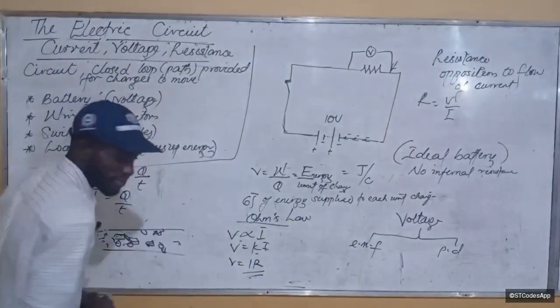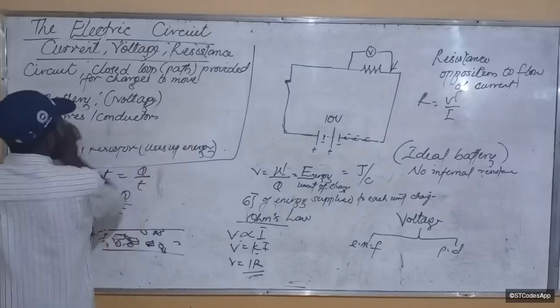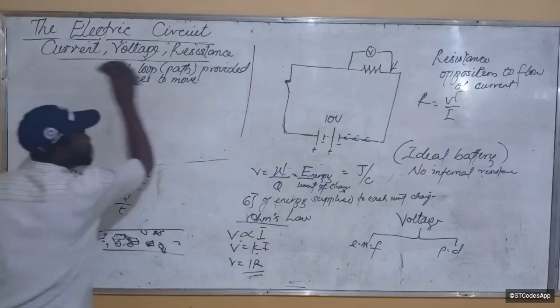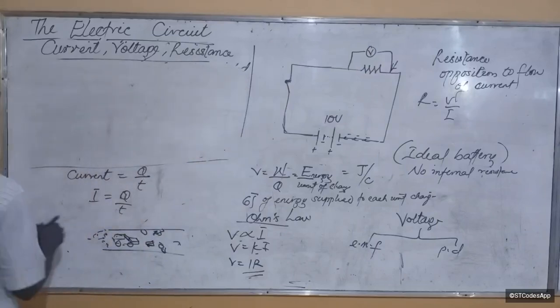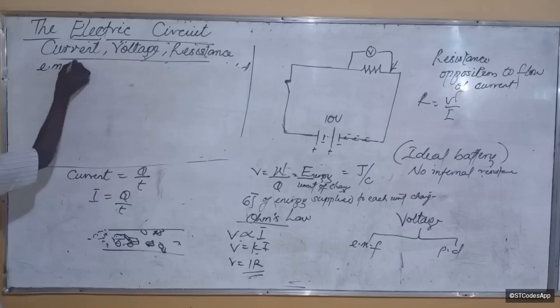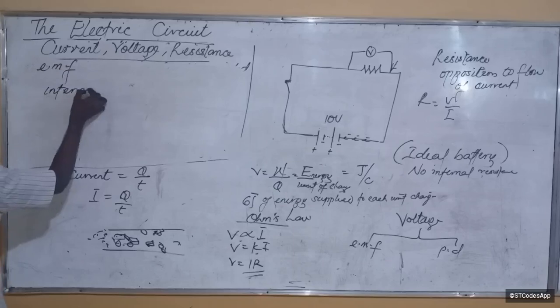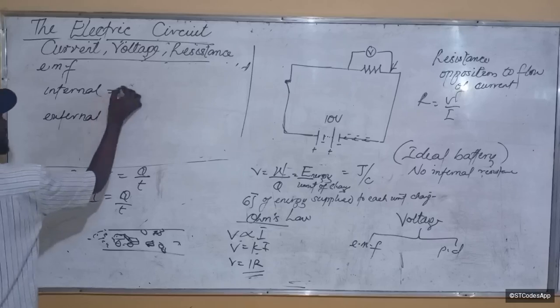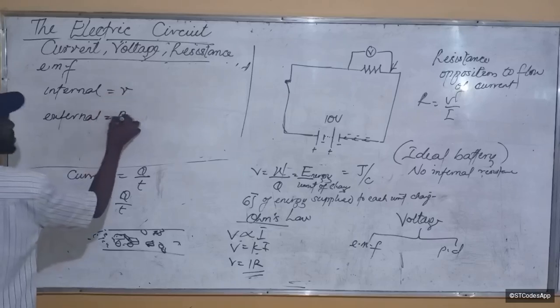So we have internal resistance and external resistance, like I said. I'm trying to explain electromotive force now, and how it is different from that voltage. So electromotive force makes us know that there is internal resistance and there's external resistance. Internal resistance, we'll call it small r. External resistance, we'll call it capital R.